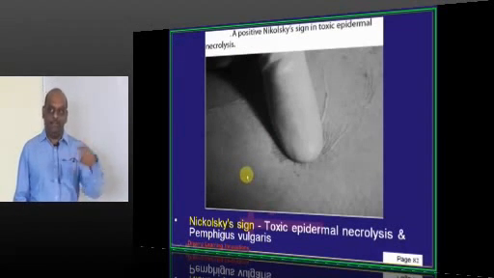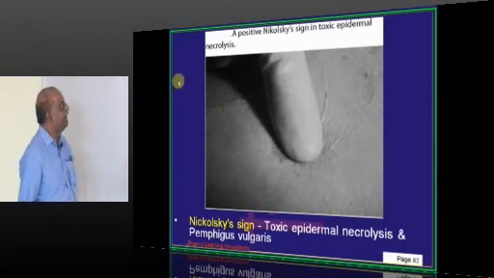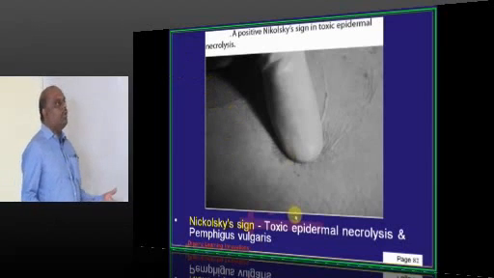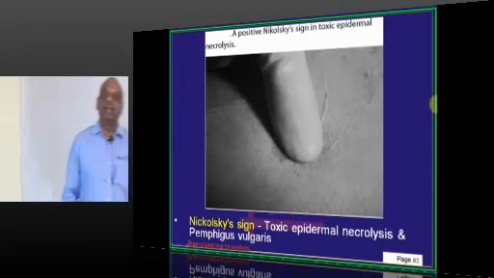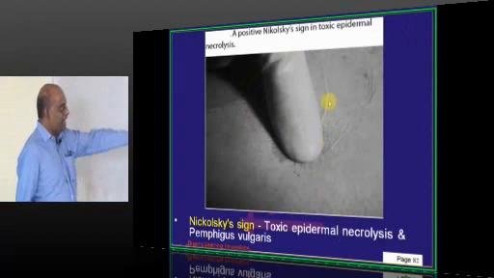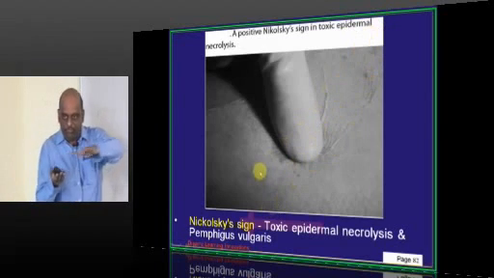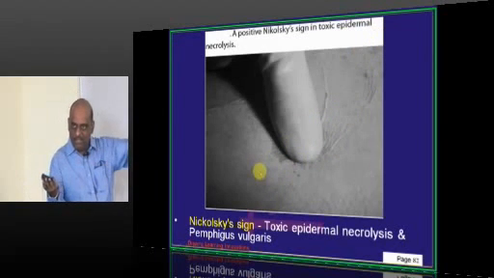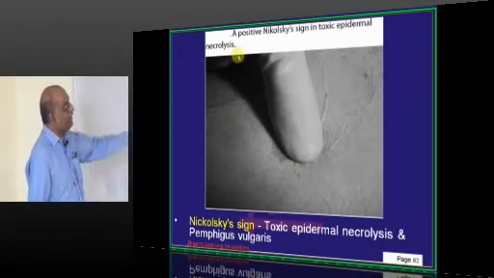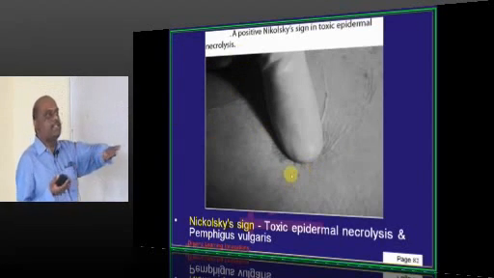Rosea is different from alba, is different from versicolor. We will take each of them. Then what is done by Nikolsky's sign? Classically, if you apply any lateral pressure, the skin upper layer will peel off from the underlying layers. So that is basically called a positive Nikolsky's sign.